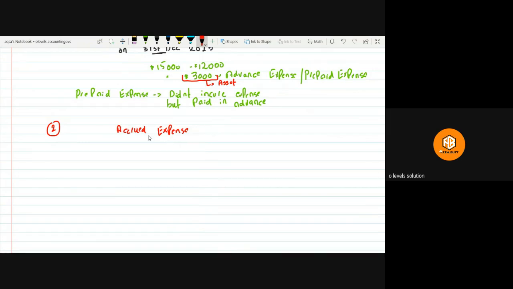Now, what is accrued expense? Let's take another example, rent payable. Rent payable is the expense for the company. Let's say your annual rent payable is 24,000. This is your annual rent.